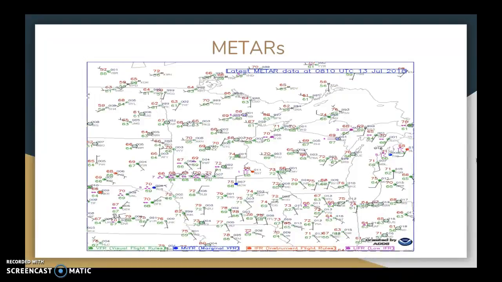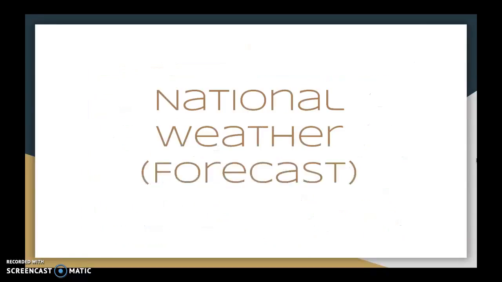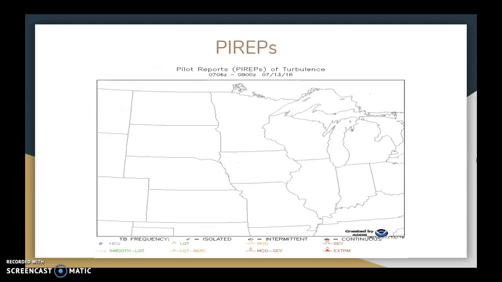Here's a METAR of the local area. We went over the Grand Forks METAR, so we'll read the Fargo one. It reads a temperature of 67 degrees Celsius and a dew point temperature of 64 degrees Celsius with calm winds. There are no current PIREPs in this region.